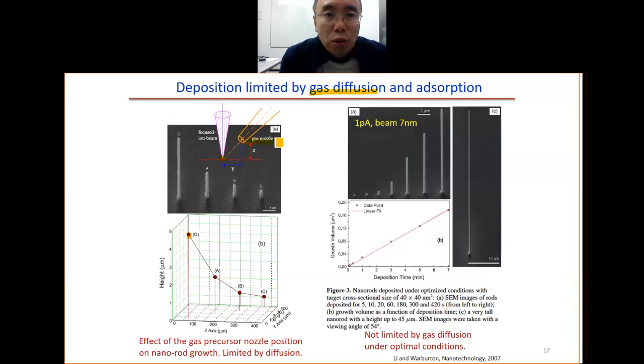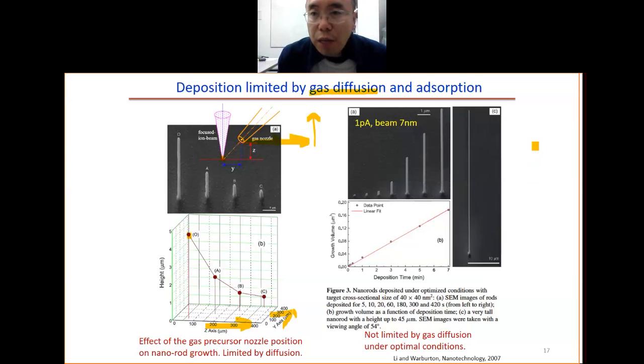When the nodule moves to the right and also moves up, that means the y value becomes bigger and the z value also becomes bigger. You get smaller and smaller deposition. This is A, this is B, this is C. You can see it becomes smaller and smaller deposition. This is easy to understand, because the farther away from the ion beam, the less precursor gas there is.